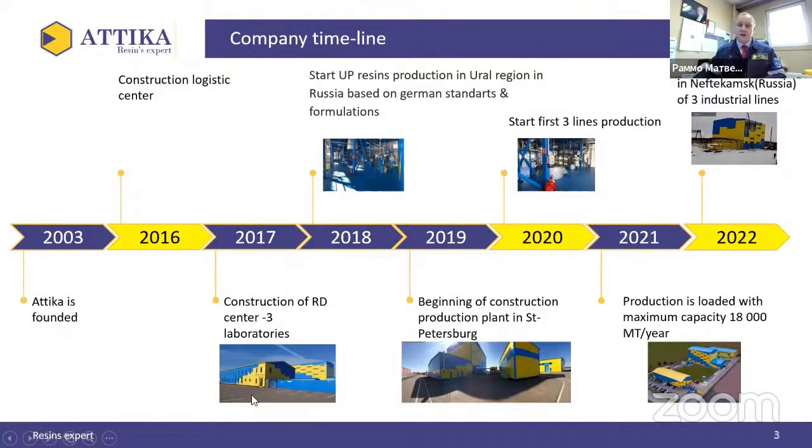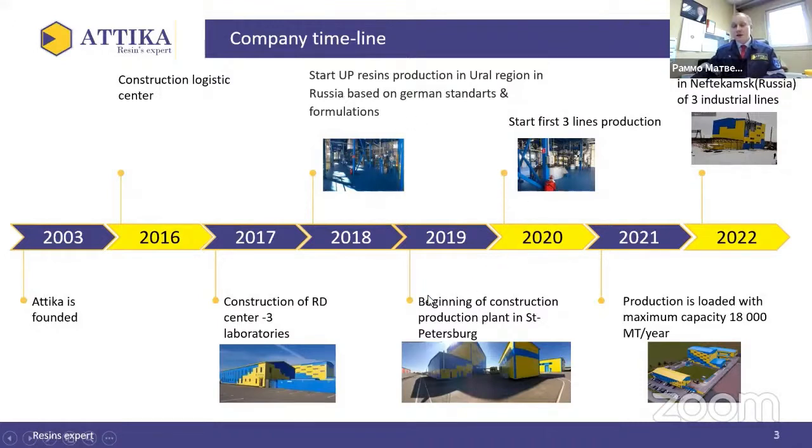In our R&D centers work approximately 20 engineers with different chemical degrees, who are constantly developing not only resins, but also analyzing and developing formulations of the finished materials, composites or coatings based on our resins. In 2018, we started to produce unsaturated polyester resins in the Ural regions together with our German partners. We purchased a German license and technologies, and located production in the Ural regions.